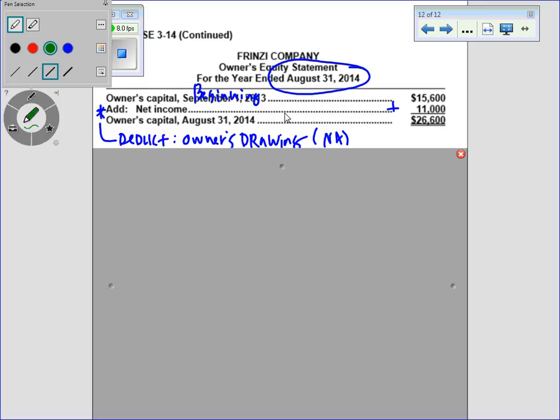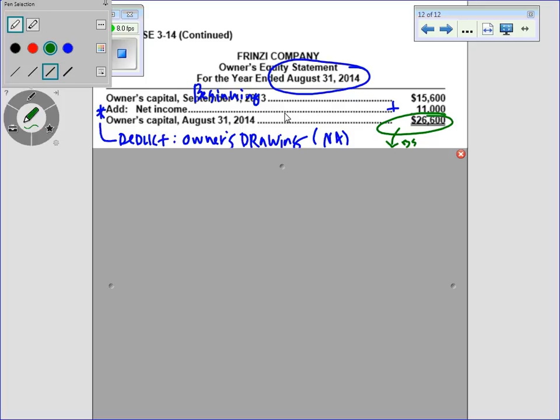$26,600, are we using that somewhere else? Highlight that number. In my case, I'm going to circle it. And that is the math-based number that's going to show up on the balance sheet. $15,600 might look like what's going to show up there, but remember the owner gets to keep $11,000 of his or her capital.